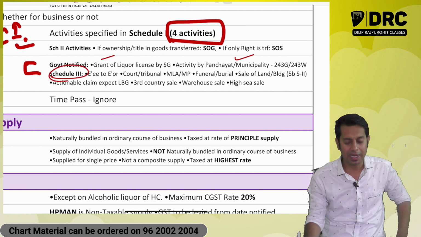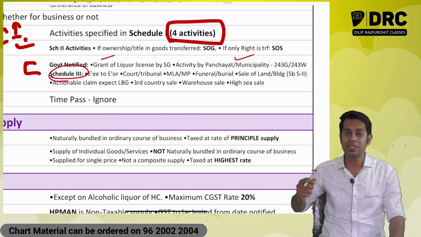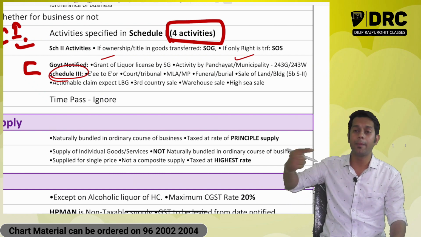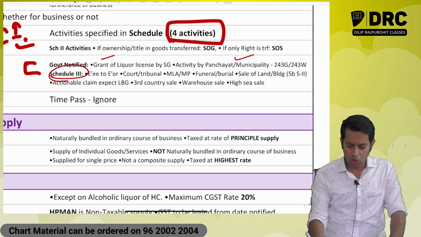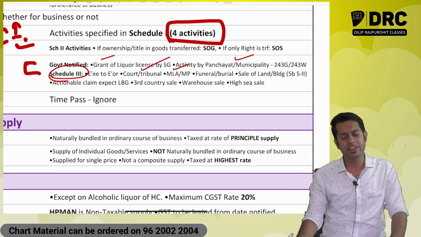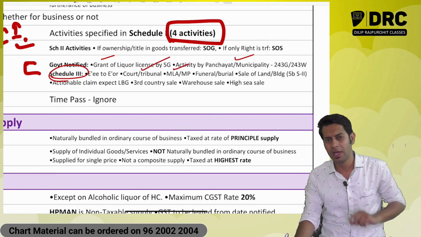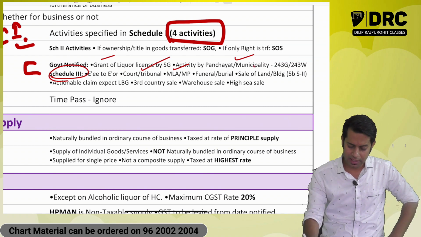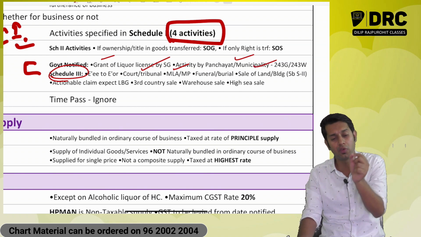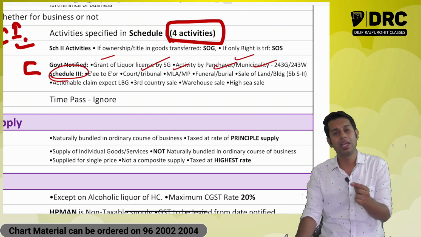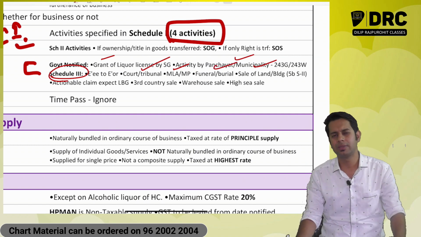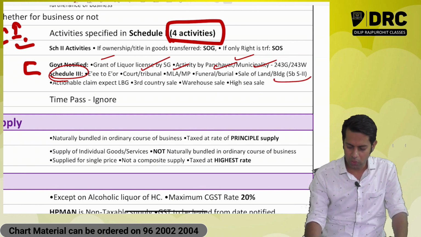Sir, what are the schedule 3 activities? Schedule 3 activities are services given by employee to the employer in the course of employment, services by court or tribunal except arbitral tribunal, services by MLA, MP, President, Prime Minister, Judge of Supreme Court, High Court, etc. Services by funeral, burial, cremation, mortuary, including transportation of deceased. Sale of land, and sale of building subject to para 5B of schedule 2.